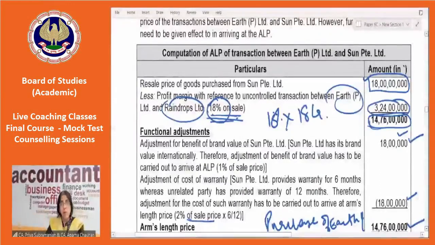You have to pay more for the brand value, so you add that 1% of sales price, and less for warranty because Sun Private Limited is providing only 6 months warranty, whereas the warranty provided by unrelated parties is 12 months. So 6 by 12 of 2%, that is 1% of 18 crore, that is 18 lakhs. So the arm's length purchase price will be 14 crore 76 lakhs.